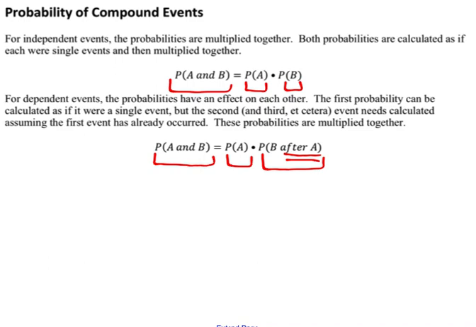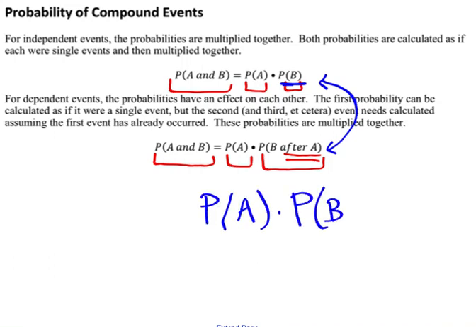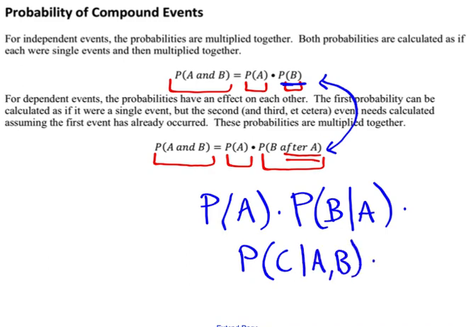Now, you can kind of treat these essentially as the same formula, because if it's independent, the probability of B happening after A, if A has no effect on B, then it's just the probability of B. Doesn't matter if A's happened or not. So they're essentially the same formula. You do the probability of A multiplied by the probability of B, assuming A has happened. And then you're going to multiply by the probability of C, assuming A and B have happened. And then you multiply by the probability of D, assuming A, B, and C have happened, etc.